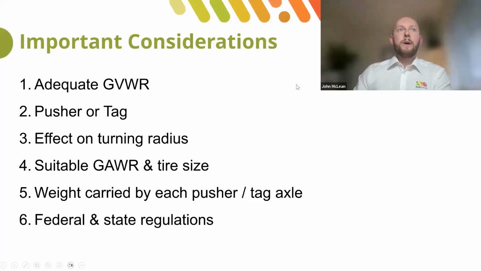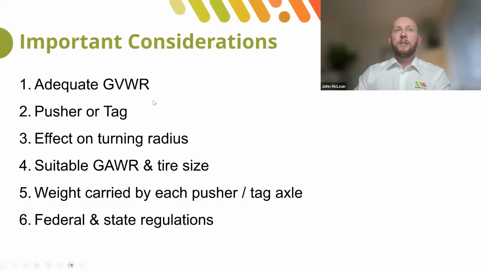Okay, so to sum up, here are a few things to consider when adding pusher and tag axles. To start, the manufacturer's gross vehicle weight rating must be adequate for the additional weight. You can talk to your local chassis supplier to confirm the gross vehicle weight rating and that the vehicle is suitable for adding more axles. Next, you'll need to choose between pusher and tag axles. You will need to consider how each affects weight distribution. The final position of the axles will also be affected by the wheelbase and the available chassis space.